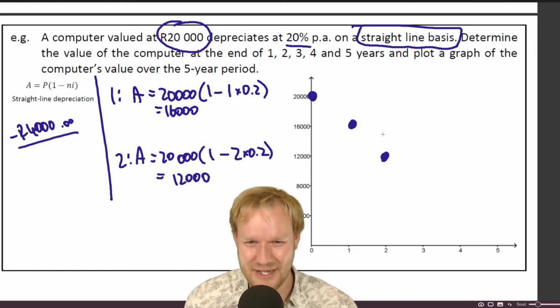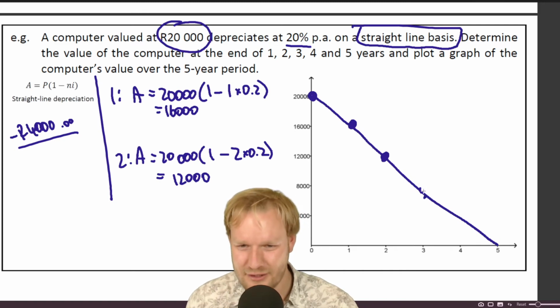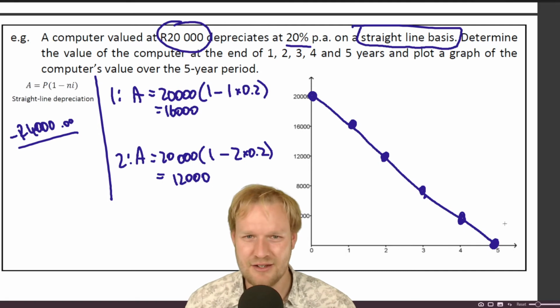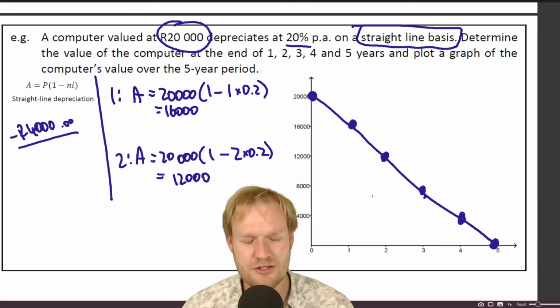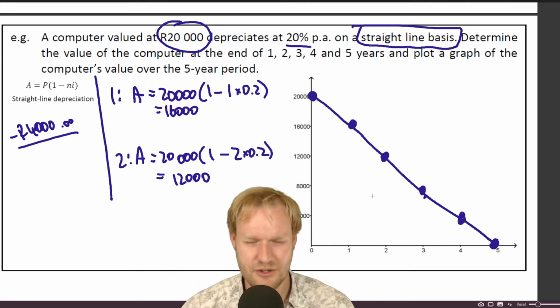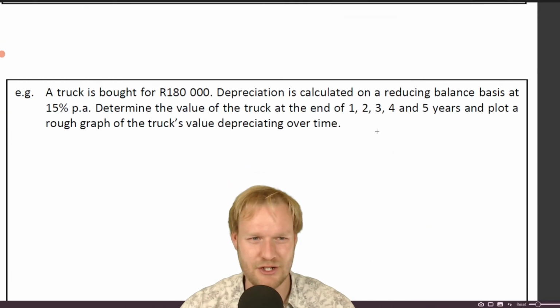Okay, so if we kept on doing this, we're going to get a straight line. And that lines up with that. That lines up with that. And after 5 years, it's lost a fifth every year. So after 5 years, the computer is valued at nothing. I don't want to use the term worthless because it's still going to be worth something, but it's depreciated to nothing. So that's one way that things can depreciate.